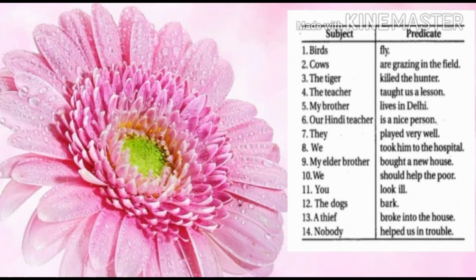My brother lives in Delhi. Our Hindi teacher is a nice person. They played very well. We took him to the hospital. My elder brother bought a new house. We should help the poor. You look ill. The dogs bark. A thief broke into the house. Nobody helped us in trouble. Here you can see how the subject and predicate works. Predicate is doing or explaining something more about the subject to us through the sentence.